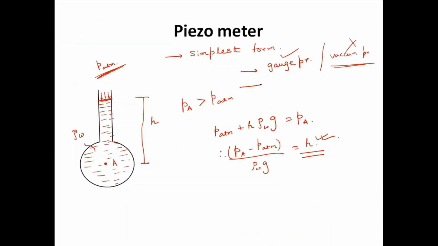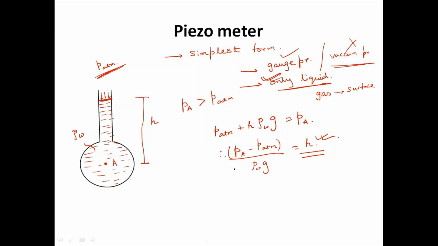Next thing is only liquid. Why is it only liquid? Because if instead of liquid there is some gas, the gas will not make any surface here. So you would not be able to measure the height. Only liquid can form the surface. So that is why only liquid can be measured by the piezometer.